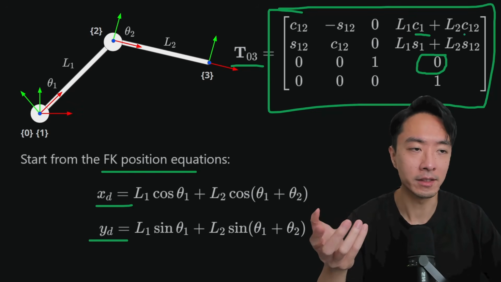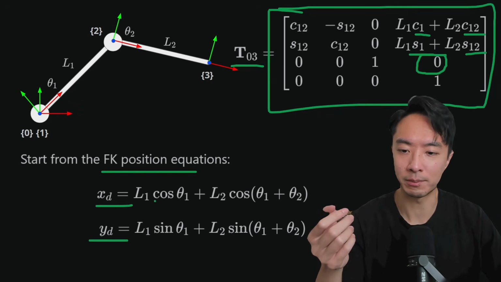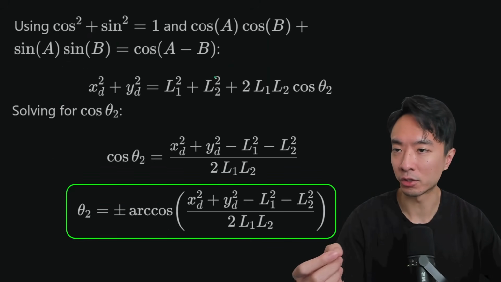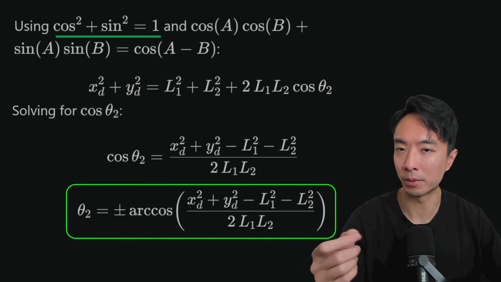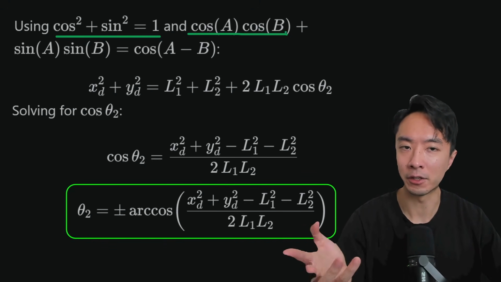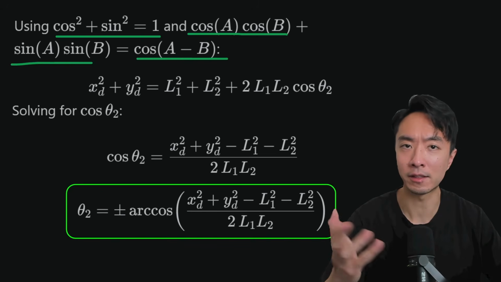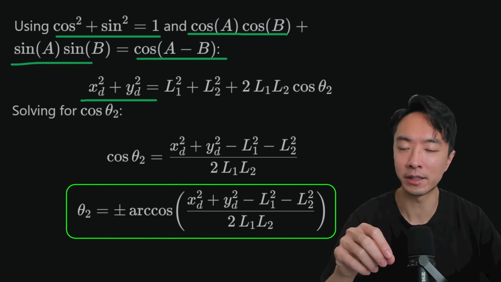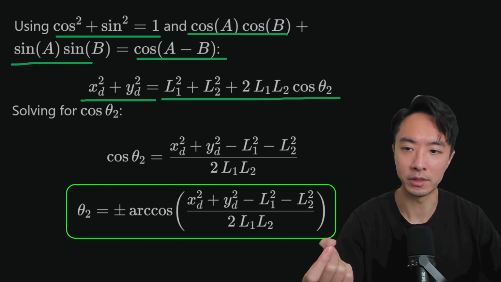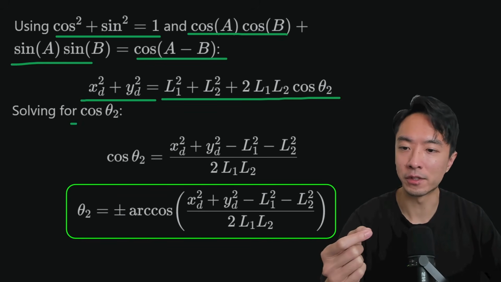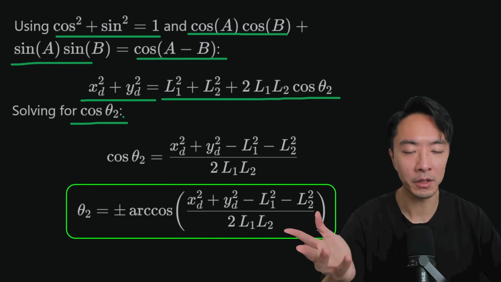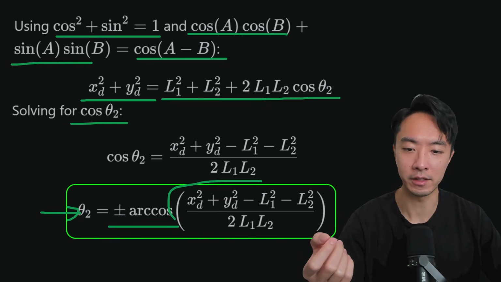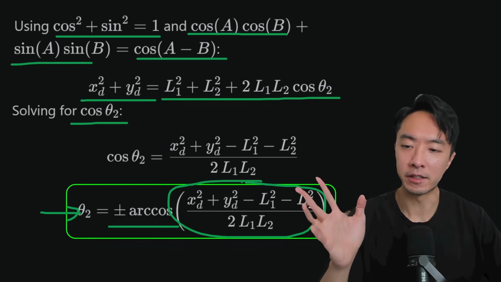We have our cosines right here and sines here, which we're expanding out. So this is just the expanded form. Once we have that, we could start doing some algebra. Using the property that cosine squared plus sine squared equals 1, and that cosine A cosine B plus sine A sine B gives us cosine of A minus B, we could say that xd squared plus yd squared equals this right here. The main thing we're solving for is cosine of θ2. Once we do that, we could solve for θ2. We're going to get an arc cosine of this expression right here. So this is how you get θ2.